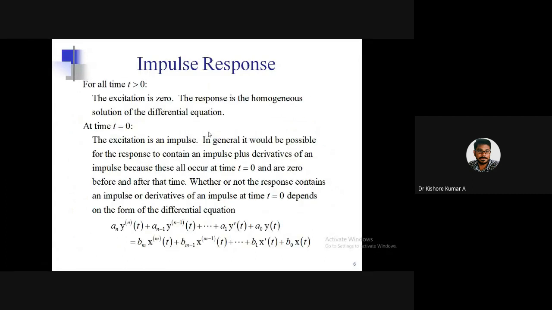Here, for all time t greater than 0, the excitation is 0, so the response is the homogeneous solution of the differential equation. But at time t is equal to 0, the excitation is an impulse. In general, it would be possible for the response to contain an impulse along with derivatives of an impulse, because these all occur at time t is equal to 0 and are 0 after that time.